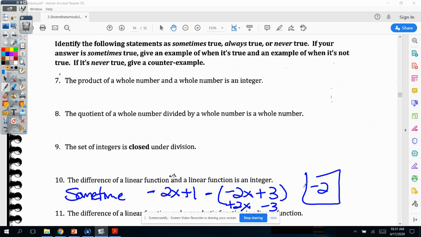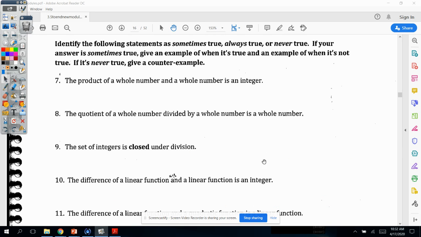That is an integer. But if this was, let's say, negative 4x plus 1 and negative 2x plus 3, and I subtract them, and that's a plus and that's a negative, then I get negative 2x minus 2, which is still a line. So that's just a sometimes.